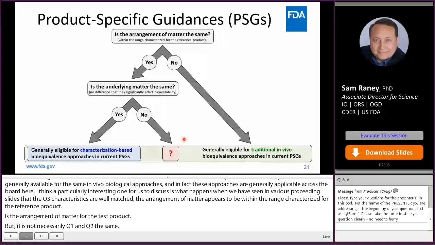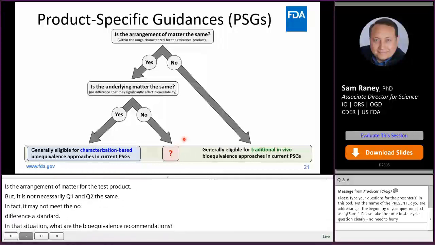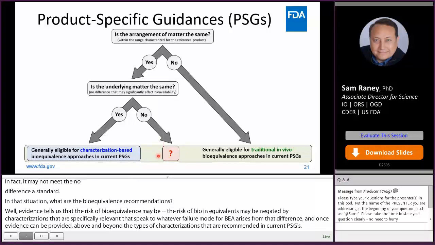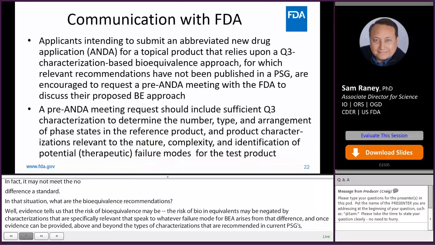Well, evidence tells us that the risk of bioinequivalence may be mitigated by characterizations that are specifically relevant, that specifically speak to whatever failure mode for BE arises from that difference. And once evidence can be provided above and beyond the types of characterizations that are recommended in current PSGs, when specific differences occur, that evidence that speaks to mitigating the risk of those specific differences may be relevant to supporting a demonstration of bioequivalence in those instances.